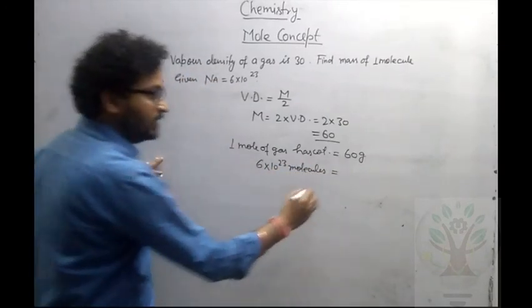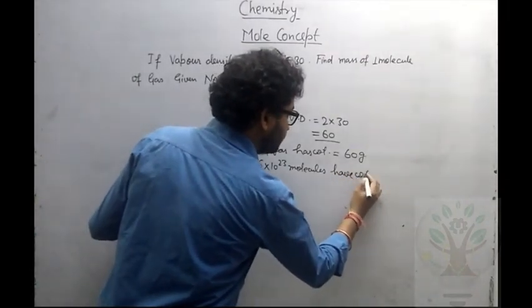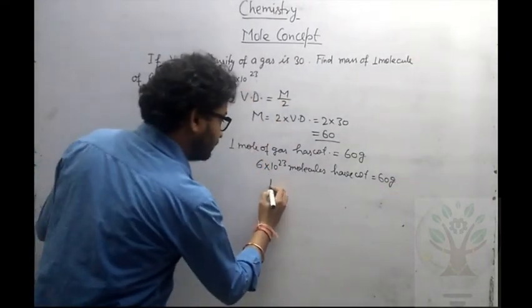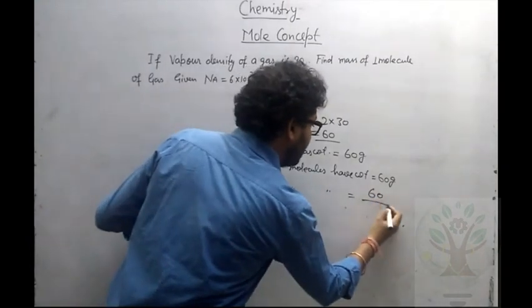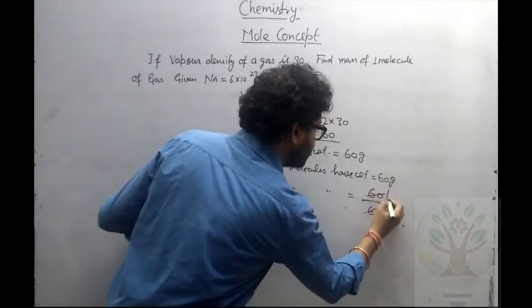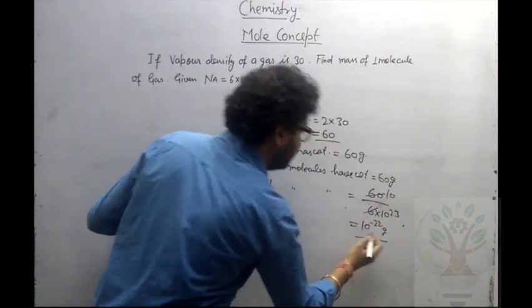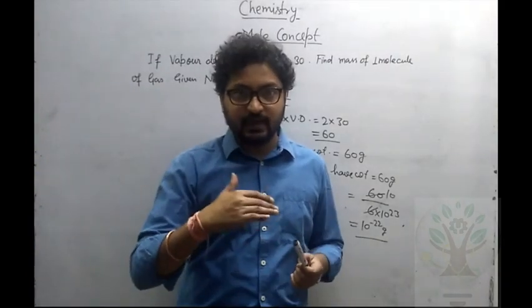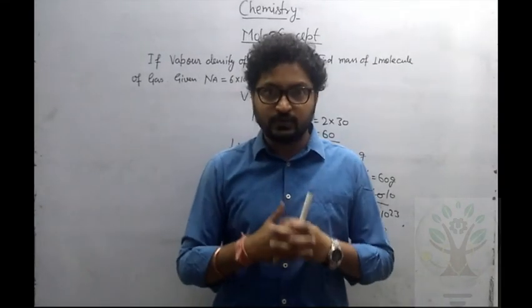So they have weight 60 gram. So just one molecule will have weight 60 upon 6 into 10 to the power 23. It is cancelling out by 10 times, so it will come as 10 to the power minus 22 gram. This is how we will try to relate vapor density with molar mass in further chapters also.